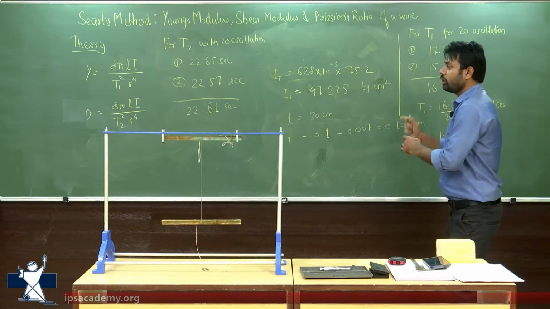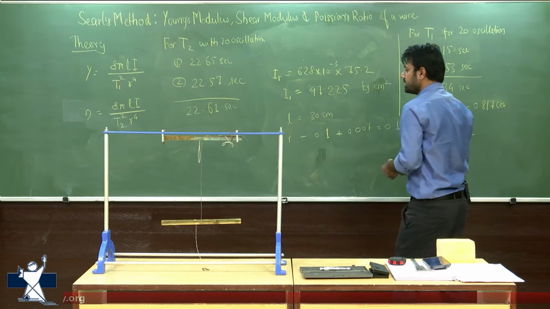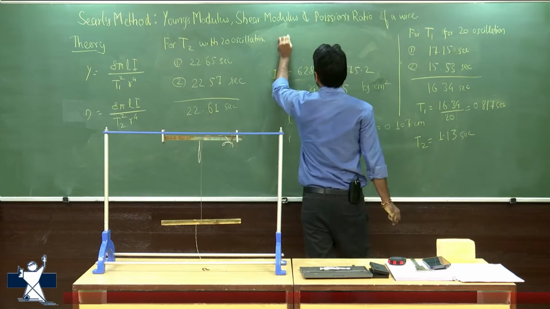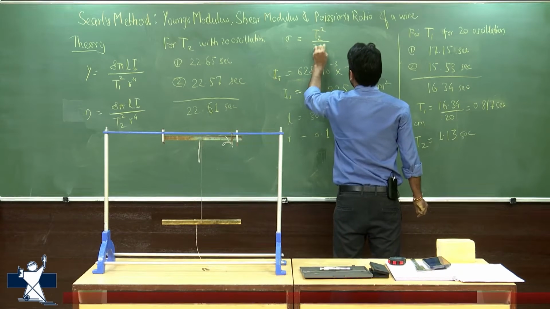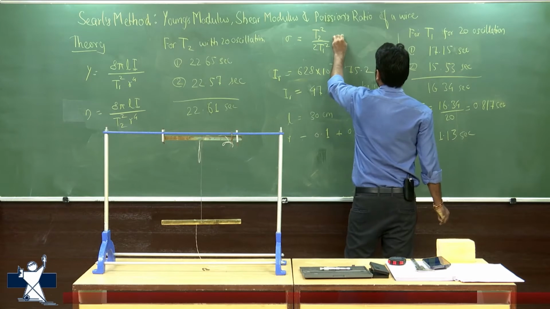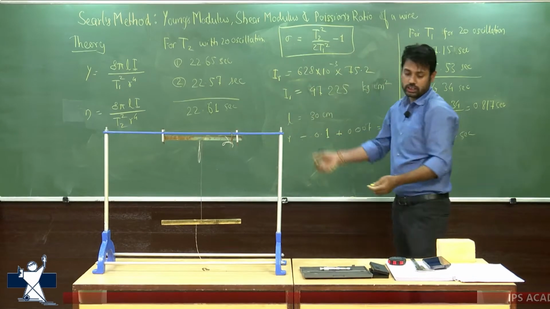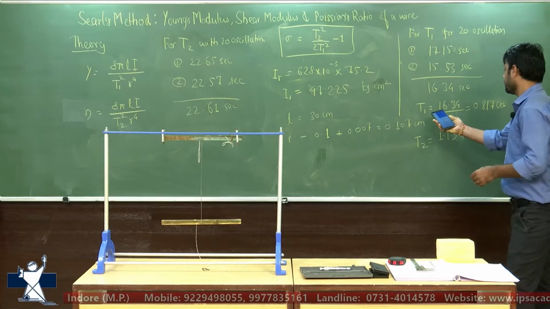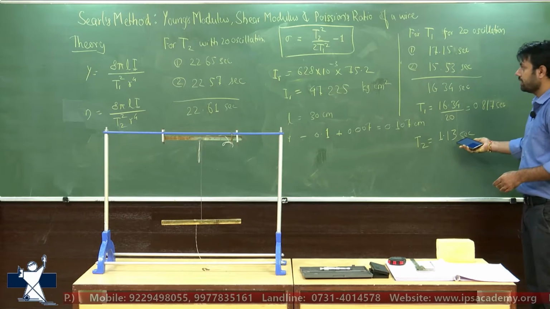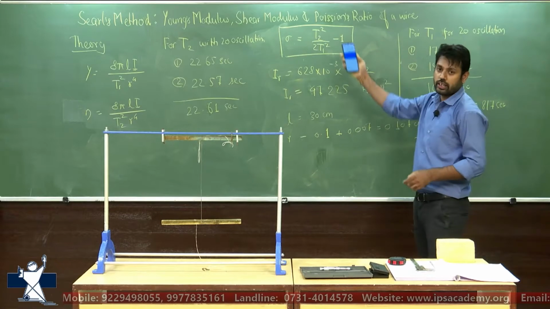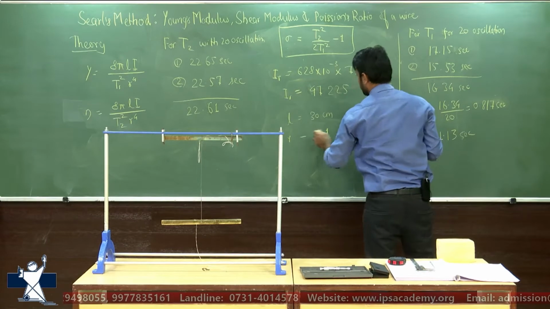So now all we need to do is put these values in the formulas and get the value. So the simplest one is Poisson's ratio, which was T2 square by 2 T1 square minus 1. So let's calculate this value first. I've got the values T1 equals 0.817, T2 equals 1.13. I'm going to put these values here, and I've calculated the value.